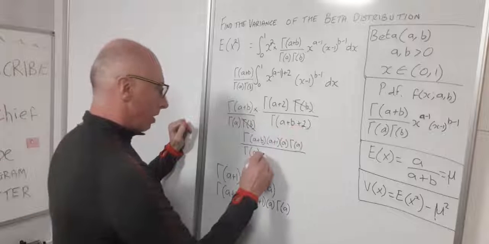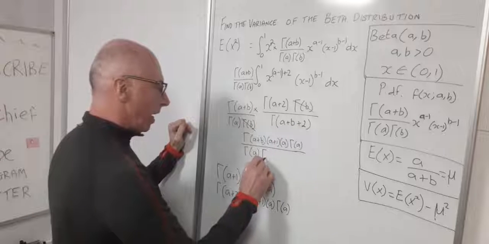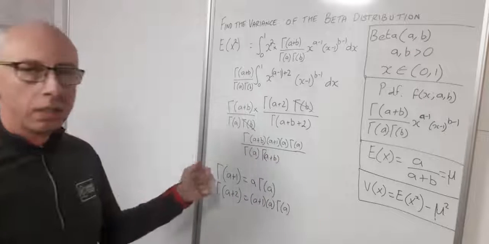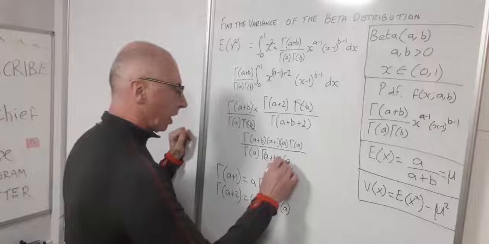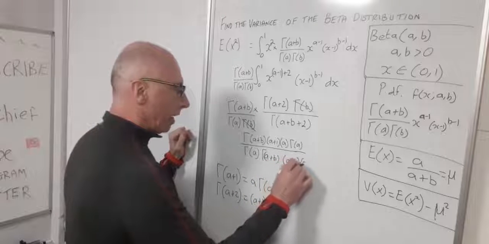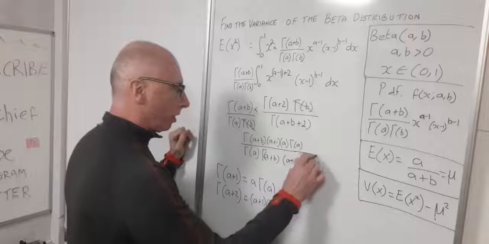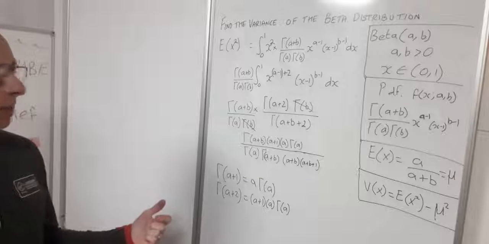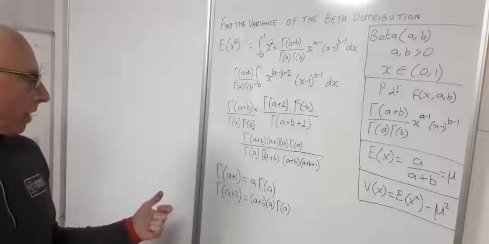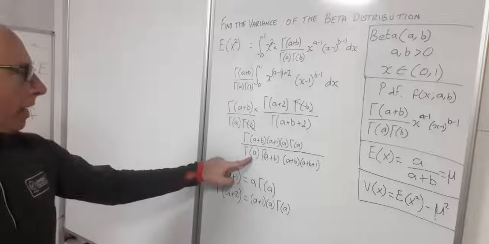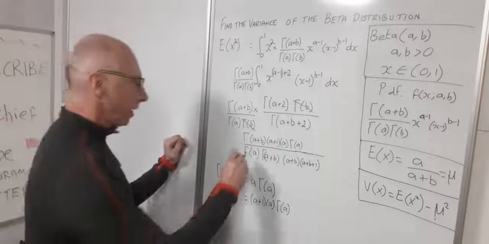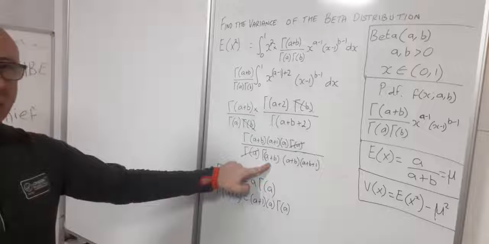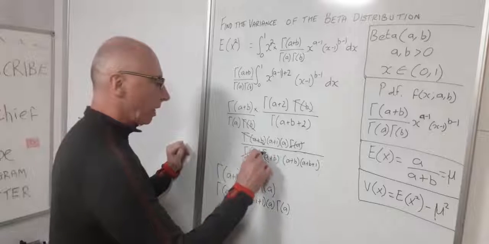Okay, so rewriting this, I will now have gamma of A plus B, and then I will multiply that by A plus B and A plus B plus 1. So that would take care of that. So now I've got some cancellations which I can now do. So now I've got gamma A, fantastic, that will cancel. And gamma A plus B and gamma A plus B, that will also cancel.